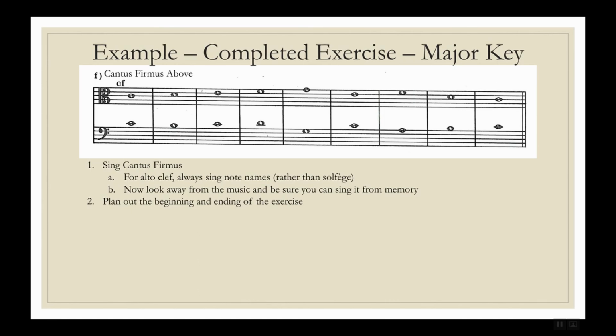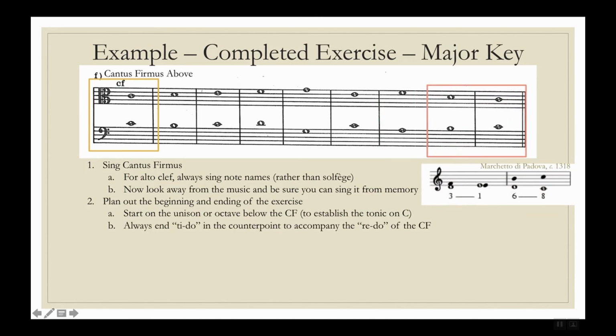So it starts on C, so we just want to make sure that we're starting on a unison or an octave and not the fifth below, because we want to establish C as tonic. So check here, this is middle C, right? Middle of the alto clef, and this is also middle C above the bass clef. So this is exactly the same note. The Cantus Firmus is always going to end re, do, D, C. So we're going to counter it with Ti, do. So they're converging on a unison, just like what we have here.